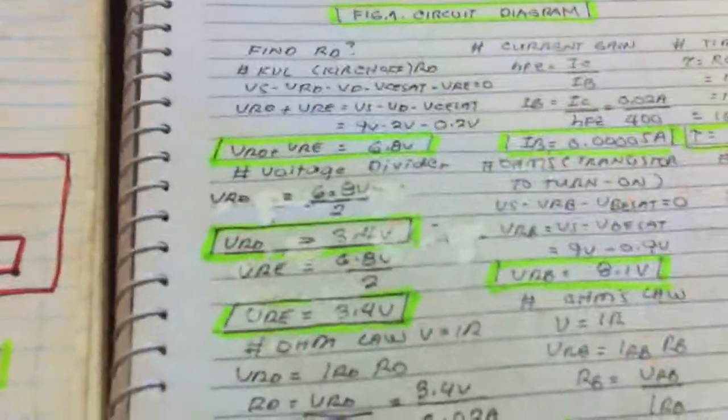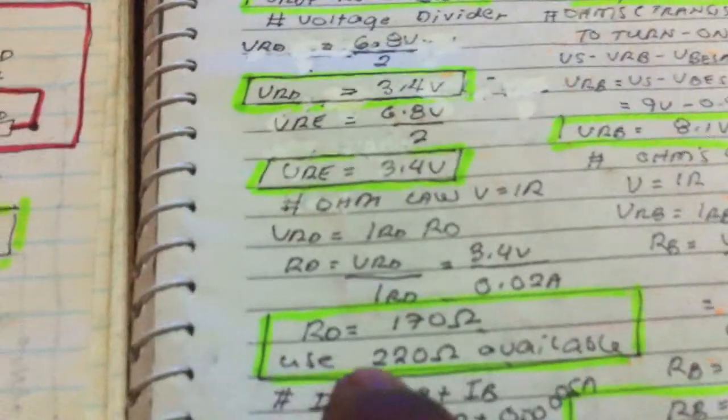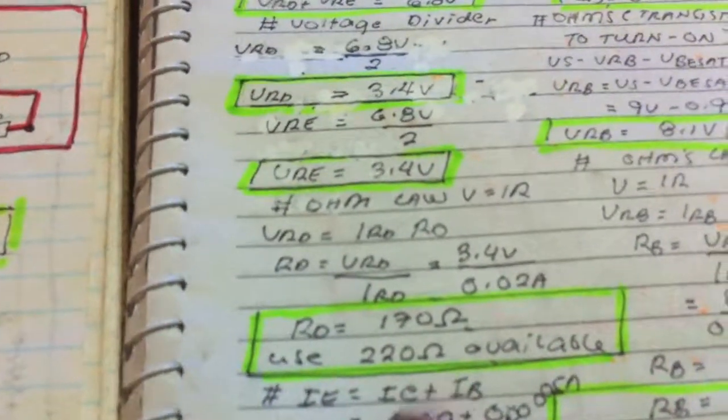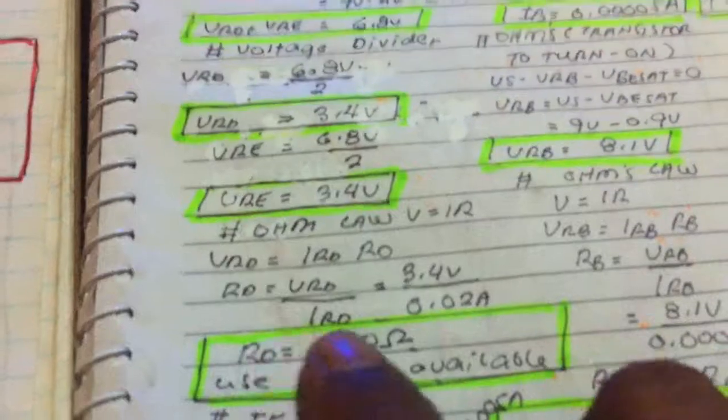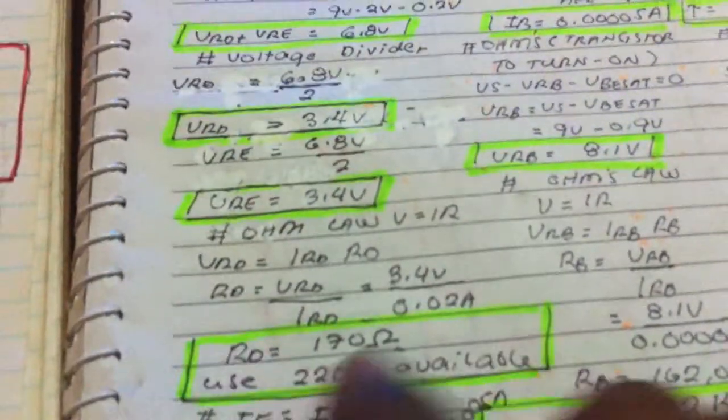We now know the value of the voltage drop. Using Ohm's law, we got 220 ohms. Ohm's law: we know the voltage in the RD, and this 0.02 is given in the data sheet.